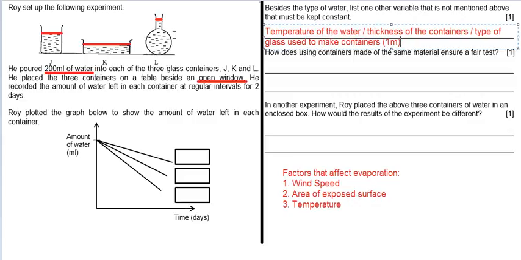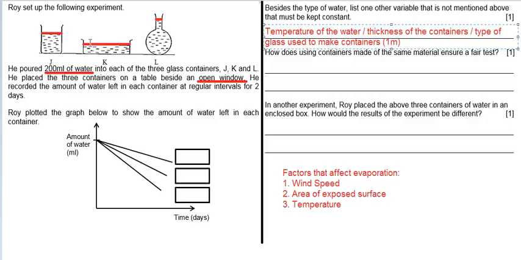Likewise, the thickness of the containers, the thickness of the glass must also be the same because that's where heat enters the container. Heat can enter the container from all around, but if it has a thicker glass, then the amount of heat traveling into the water would be affected. So you need to have the same thickness for all three of the containers.